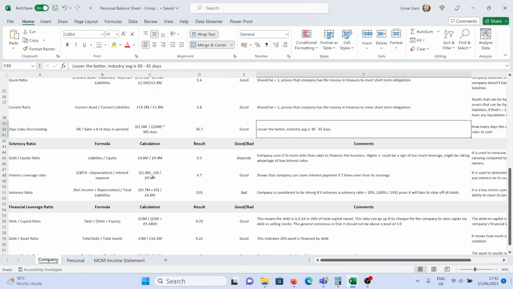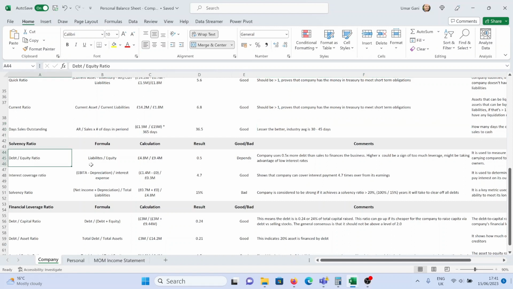Now going back to the solvency ratio, this is more about the debt you use to run your company. Are you using the money you have in hand, or the cash flow, or the shareholders' equity, or are you using debt to run the company? So the first one is the debt to equity ratio, which is the total liability divided by equity.